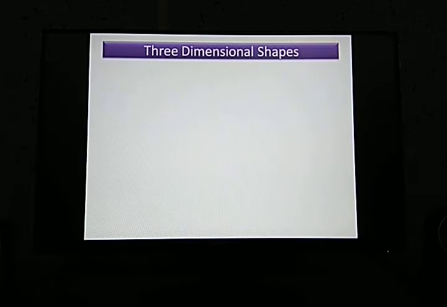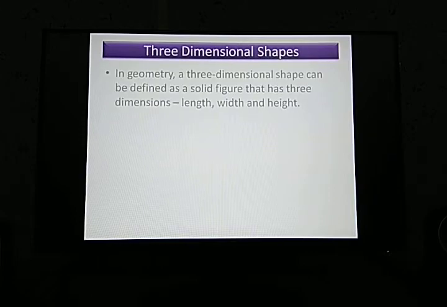So let us see the definition first of all. In geometry, a three-dimensional shape can be defined as a solid figure. Okay, now look carefully at this word, solid figure. It is a solid thing. So can you draw any solid thing on a piece of paper? No. It is not actually possible.